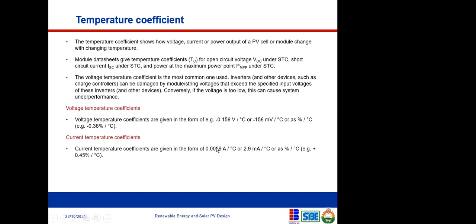So for example, look at what we have here now. For every degree rise in temperature, what you're getting is negligible, insignificant. For every rise in temperature, you're getting 0.0029. Look at that. But for that same rise in temperature, you're losing 0.16 volts, whereas you're only getting 0.0029, which is negligible. So we focus more on this voltage because it affects the performance of that solar panel significantly.